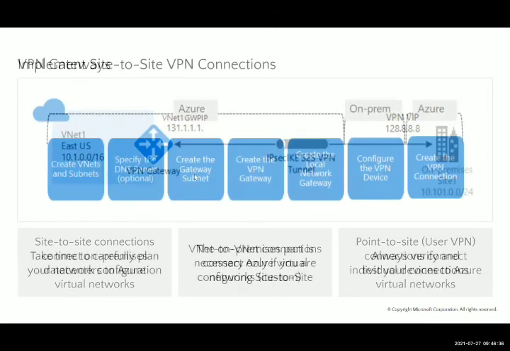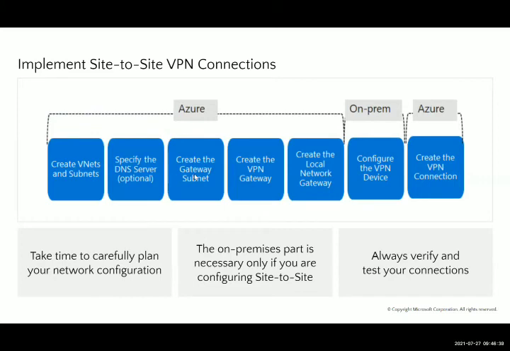What is happening here? It's a site-to-site VPN connection. So in Azure, create a VNet, specify the DNS servers, create the gateway subnet, create the VPN gateway, create the local network gateway for on-prem, and configure the VPN device. The flow is very simple, right? On-prem we have to configure the VPN device, and on Azure we are creating the VPN connections only, not devices.